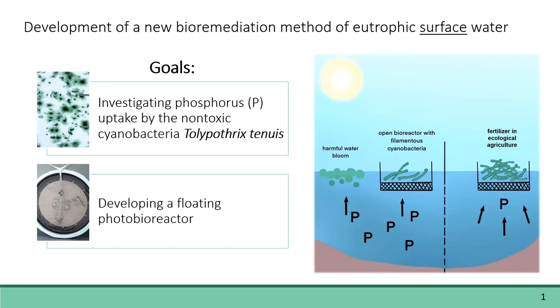The organism should uptake the excessive nutrients from the water, especially phosphorus, and make them unavailable for the harmful algae. The design of the floating bioreactor should enable the exchange of the water between the inner volume and the bulk water. So this project has two goals. First, investigate the uptake of phosphorus by non-toxic cyanobacteria Tolypothrix. And then the second goal is to develop a floating bioreactor, which would be placed.